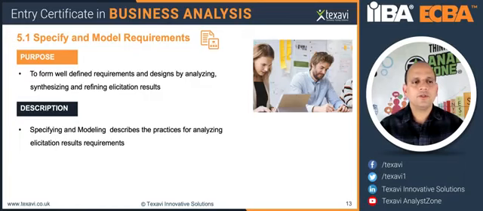So the purpose here is to form well-defined requirements. It's essential that we put our energies and resources into defining the requirements in a well-structured manner. And in the process, we try to start with the high-level and low-level designs, both on the technical side as well as on the user interface side of design.